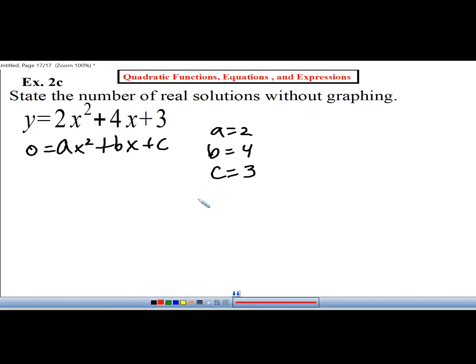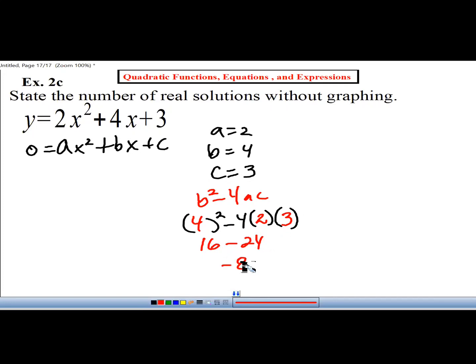Substitute those into the discriminant. What is the discriminant? B squared minus 4ac. So let's see, I do parentheses squared minus 4 parentheses parentheses. We've got B is 4, A is 2, and C is 3. So what is 4 squared? That's 16 minus 4 times 2 is 8 times 3, that's 24. So what is negative 24 and 16? That's negative 8. So no real solutions.